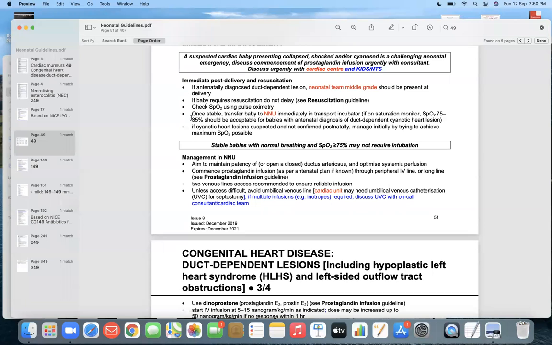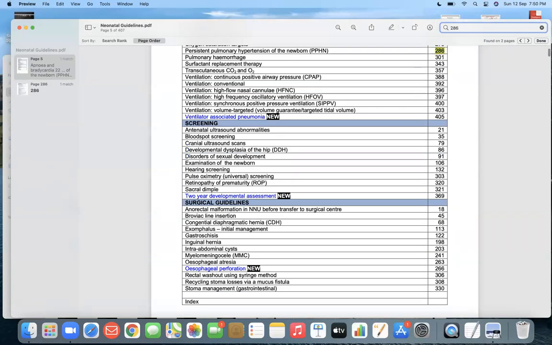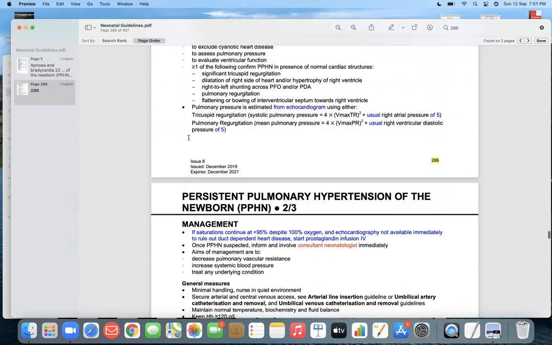Okay, so no problem. We can go to PPHN if you want. Tell me the page number. The PPHN has given 5%. I remember, 286. Okay, we are here in 286.